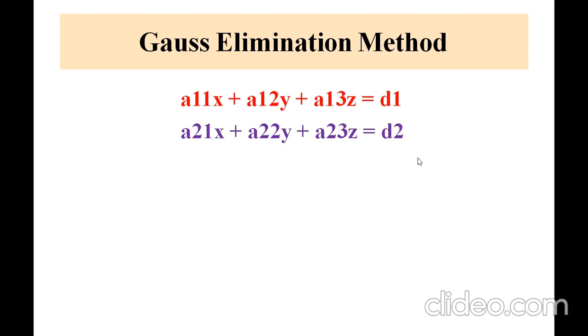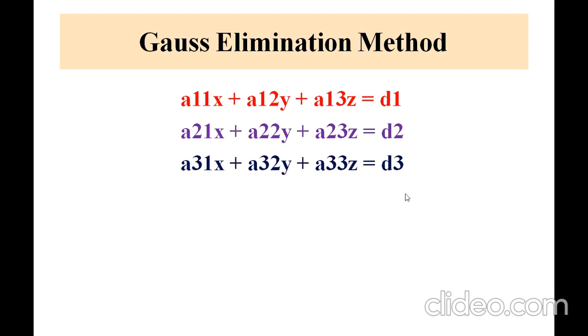Similarly, we have the second equation as a21x plus a22y plus a23z is equal to d2, where a21 is the second row, first column, a22 second row, second column, a23 second row, third column.